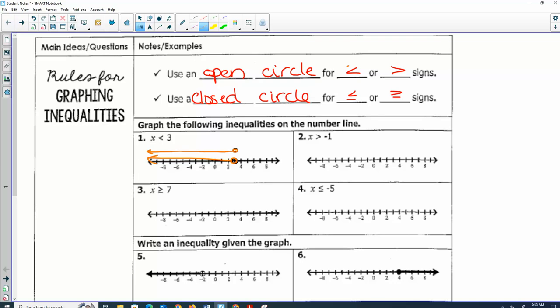Number 2, x is greater than -1. So open or closed circle? Open because there's no equal to. It's at -1. And do we want things bigger or smaller? Bigger. So we go to the right.